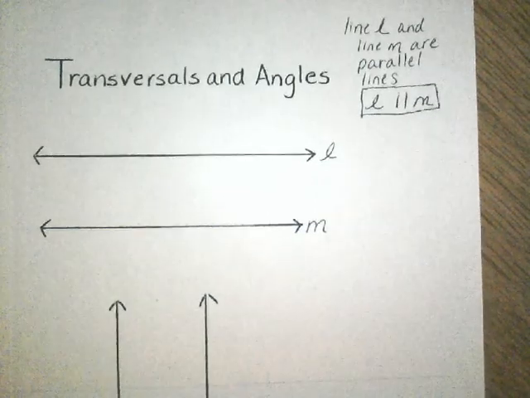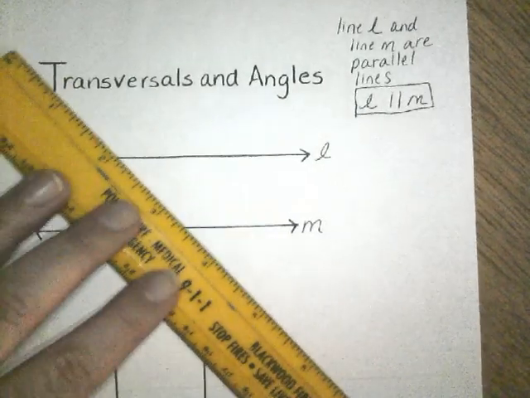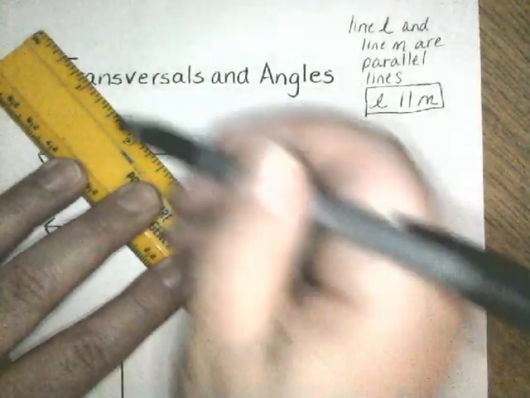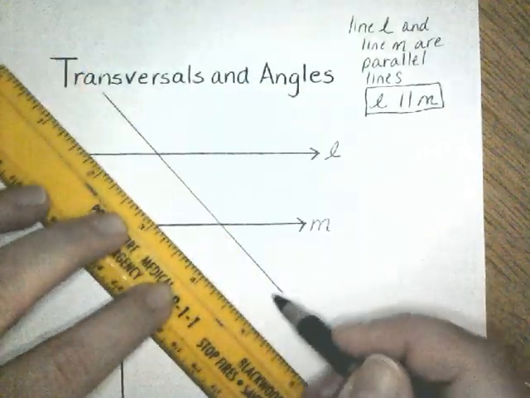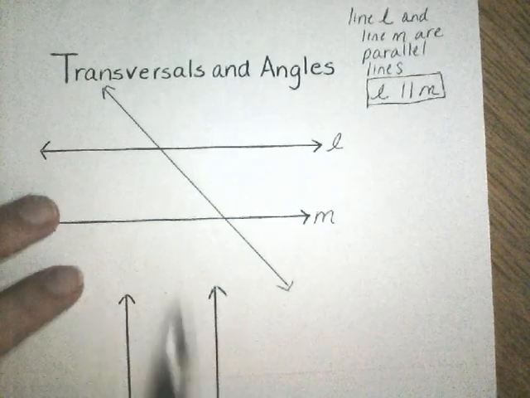So we have two parallel lines here. We are going to cut them by another line. Does anybody know what that's called, the line that we cut parallel lines with? This line has a name. Omri.